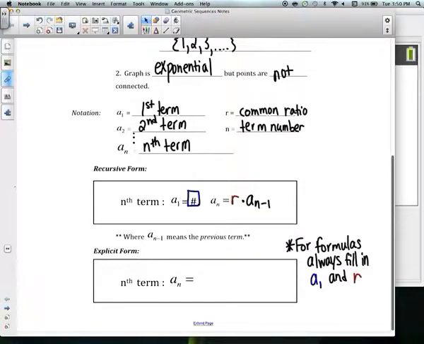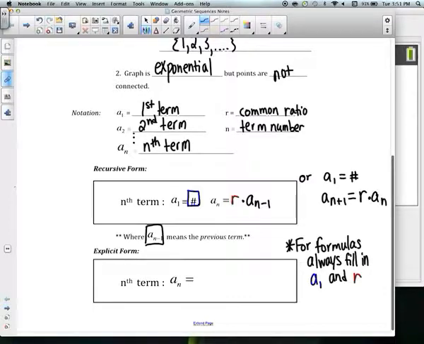Now, I didn't do this with the previous recursive formulas. There's another option for writing the recursive formula. So A(n-1) meant our previous term. Another way to write it is to write the next term, which would be n plus 1, and then you would just use an in the formula.